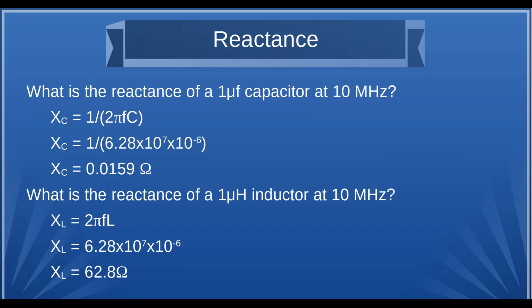If we calculate a 1 microhenry inductor at 10 megahertz, it's going to come out to 62.8 ohms. So you can see the difference between the capacitive and inductive reactances for the same frequency and sort of conjugate values of capacitance and inductance.